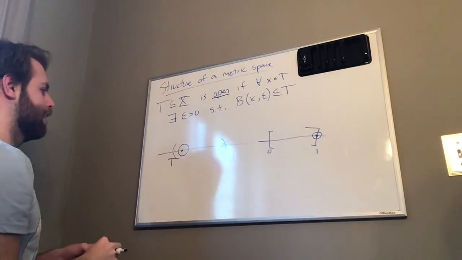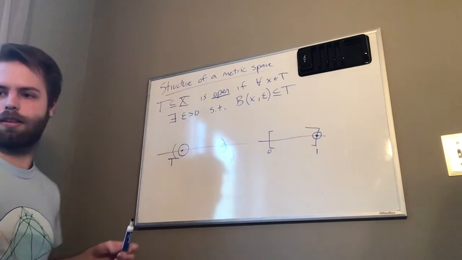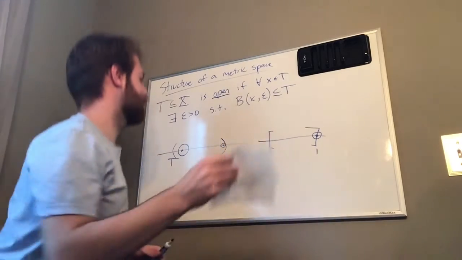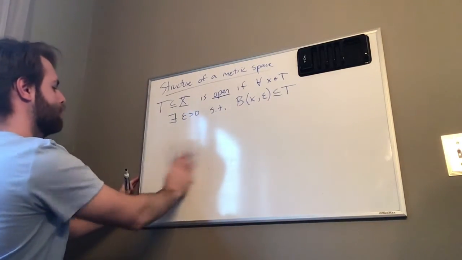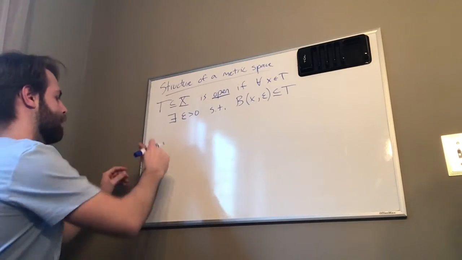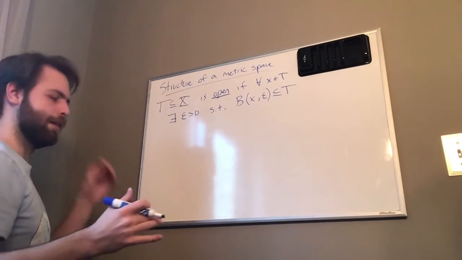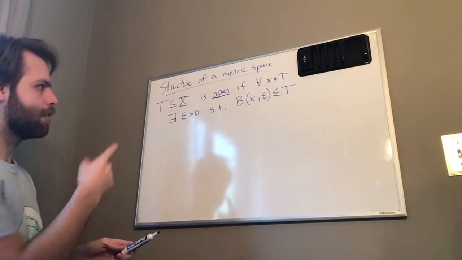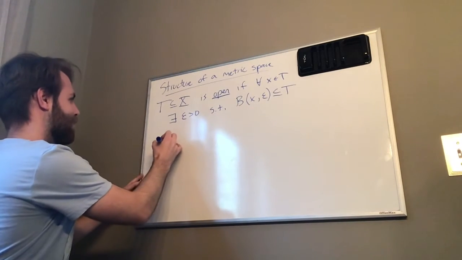So I'm going to prove that under the real numbers, or the real numbers under the absolute value metric, the interval from 0 to 1, not including 0 and 1, is open. Okay. So I guess I'll leave this definition up here. Yeah, very helpful.